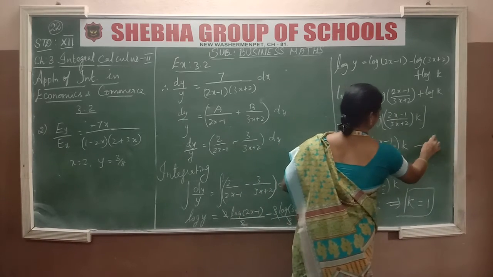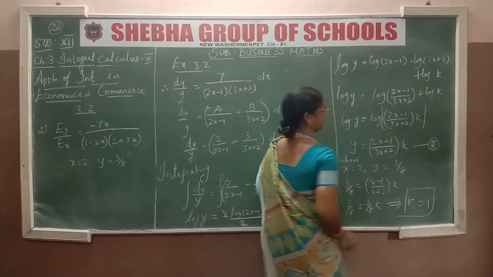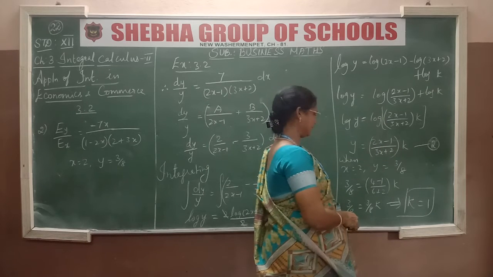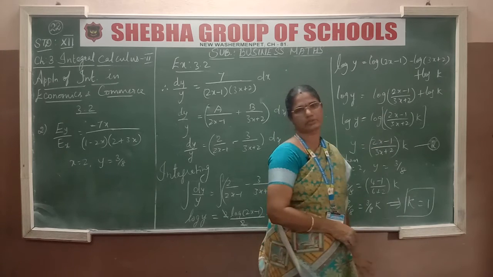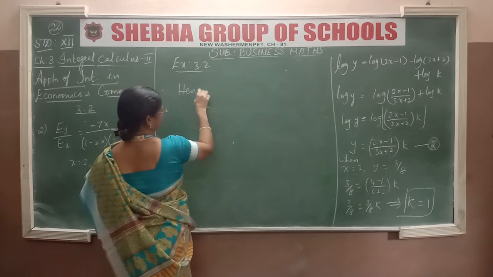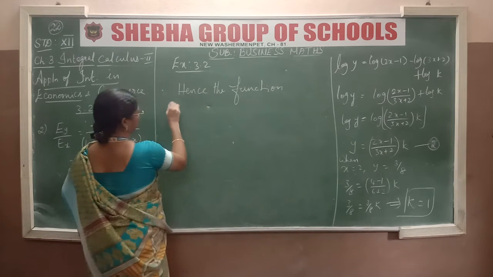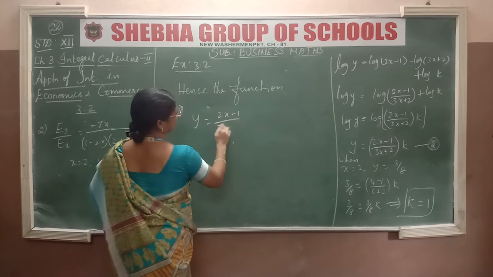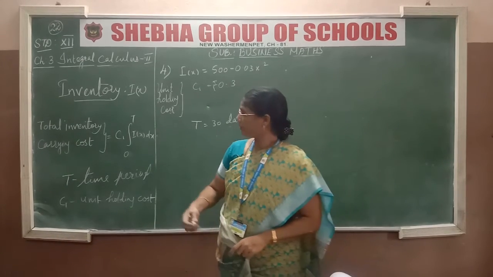Substituting this k value here, we get the required function. So mark it, already we used the first equation we assumed, so here we use the second equation. Substituting k value here, we get y is equal to 2x minus 1 by 3x plus 2. This is our required function. So hence the function is, second equation, y is equal to 2x minus 1 by 3x plus 2. That's all. Understood this?